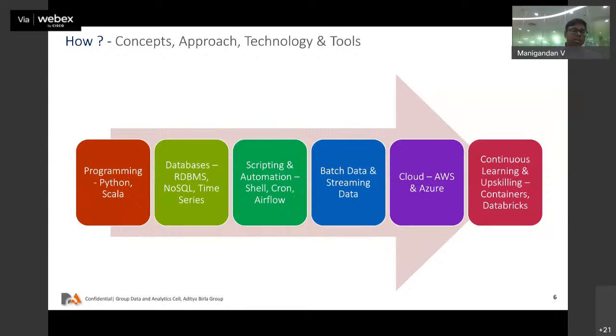Most of your big data technologies are built on top of Scala. In Python, PySpark is there. So you need to be very good at Python, and you also need to understand how you can write code which can take advantage of the underlying hardware. So that's the first part.